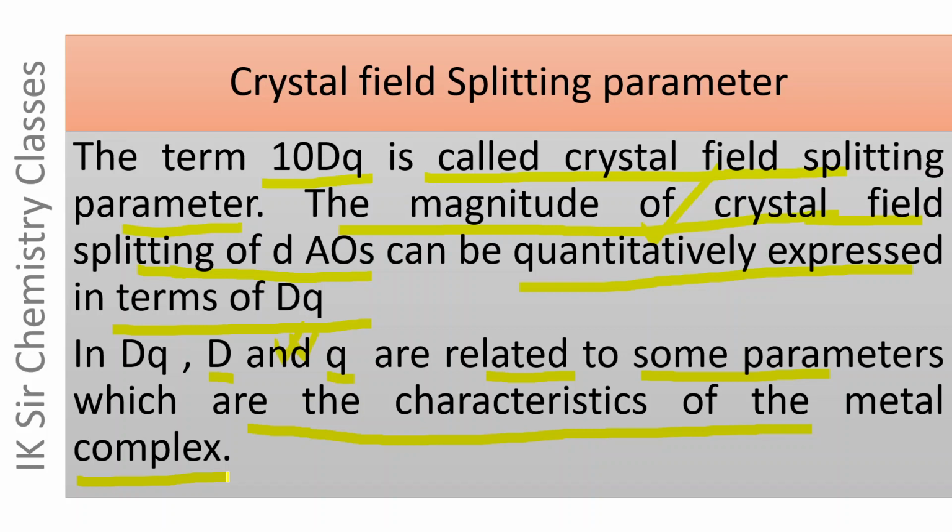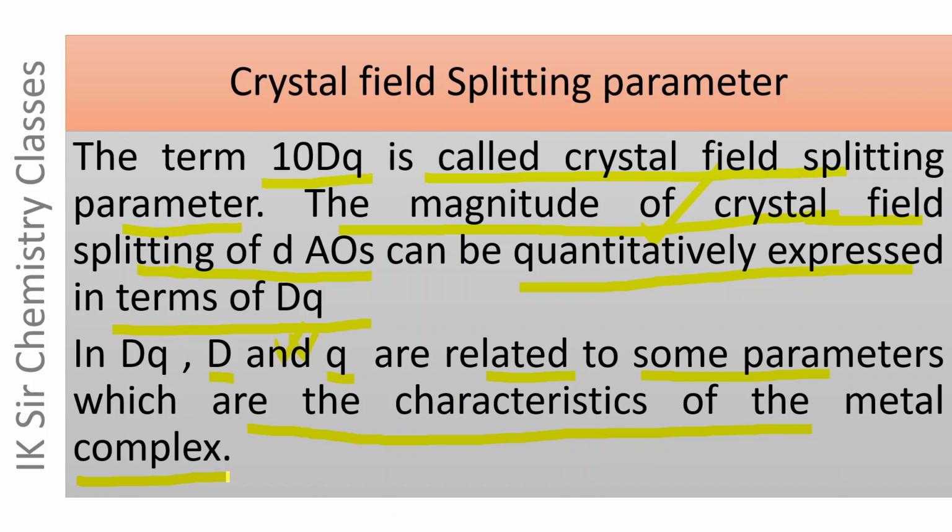Let us see what is crystal field splitting energy. The energy difference between the highest energy d atomic orbital and the lowest energy d atomic orbital of transition metal ion in a complex compound is called crystal field splitting energy.